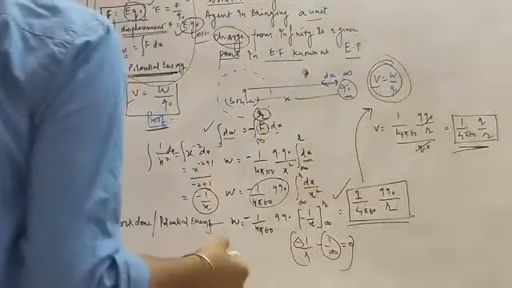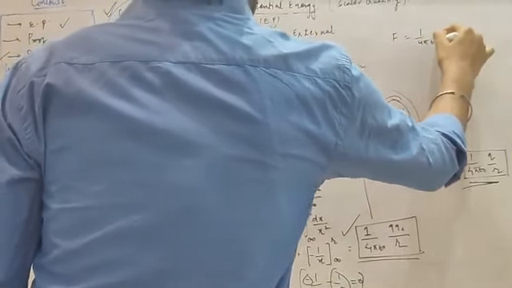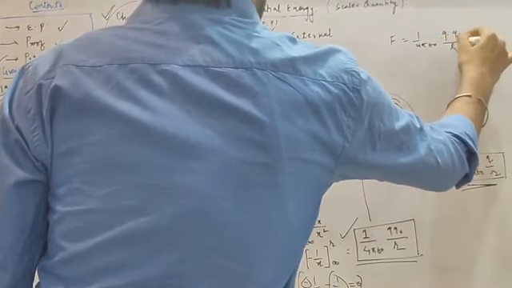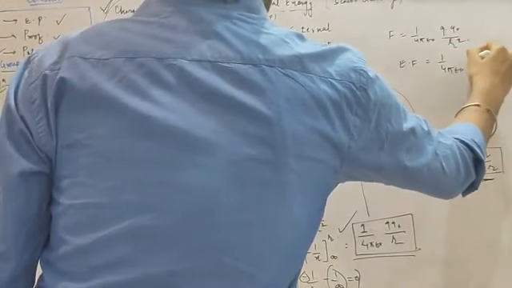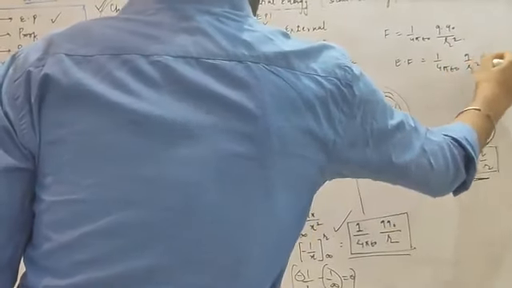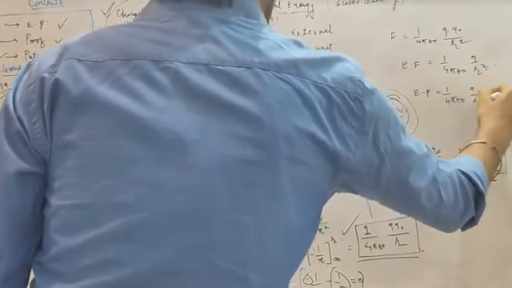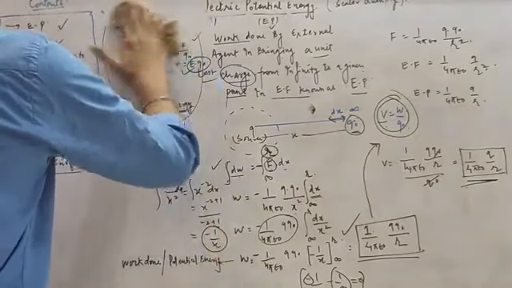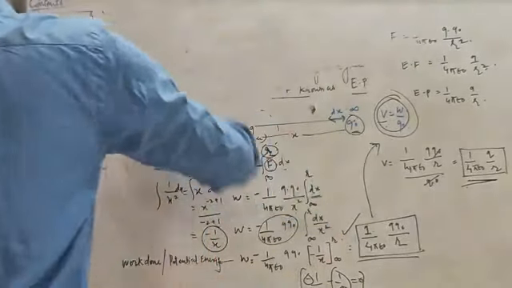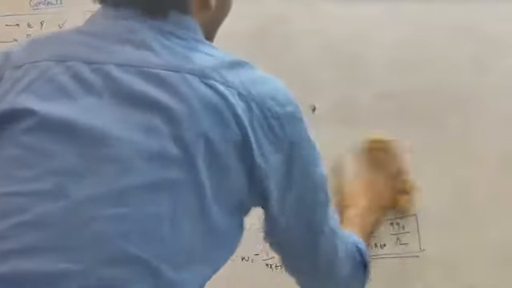Till now we have derived three formulas: the force between two charges, 1 upon 4 pi epsilon naught, Q into Q0 upon R square. Electric field equals 1 upon 4 pi epsilon naught, Q upon R square. Electric potential equals 1 upon 4 pi epsilon naught, Q upon R. Now our next topic is electric potential due to multiple charges.